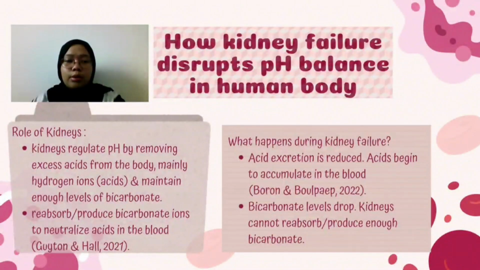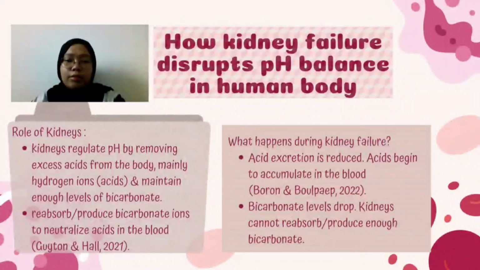Kidneys also reabsorb or produce bicarbonate ions to neutralize acids in the blood. Kidneys are essential for removing these acids to keep the blood slightly alkaline. So what will happen during kidney failure? First, acid excretion is reduced. When the kidney is damaged, it cannot remove enough acid. Acids will begin to accumulate in our blood.